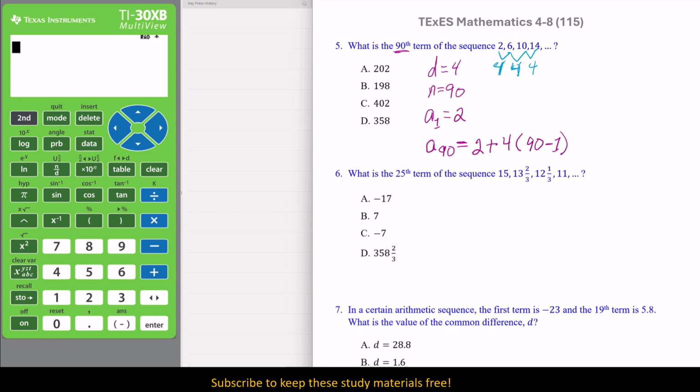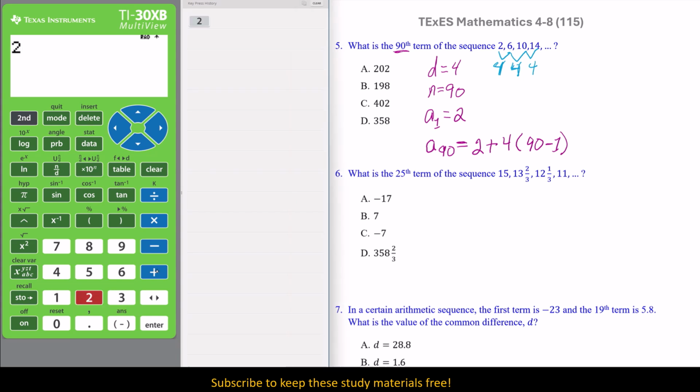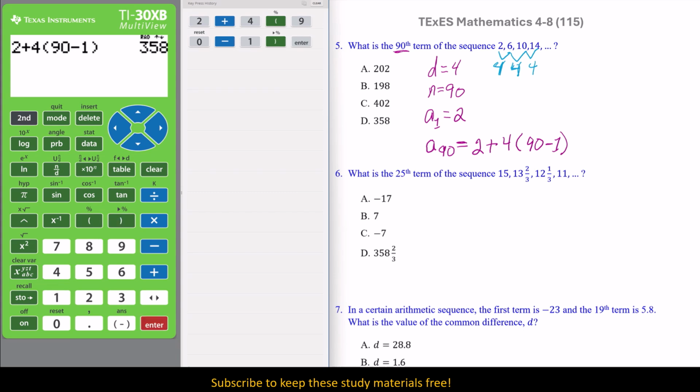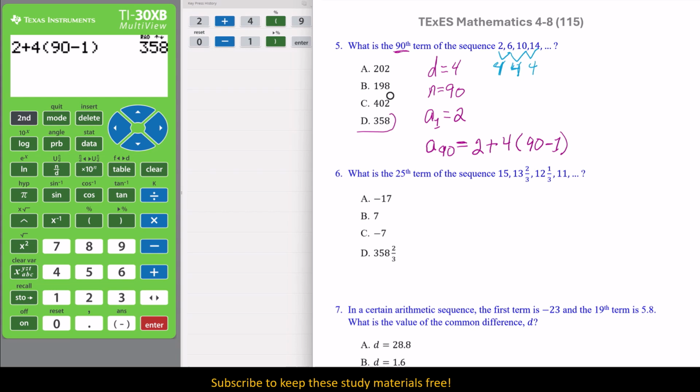I'm not going to do that in my head, right? So 2 plus 4, 90 minus the 1, push enter, and that will be option D, 358. And it is verified. Now you could put 2 plus 4 and minus 1 into the calculator also, as I said, and get other values. All right. So let's move on to number 6.